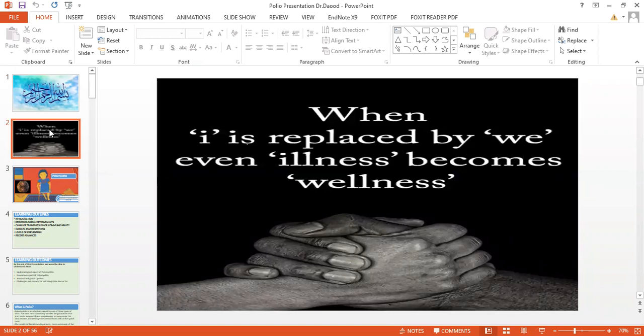Today's message is: when we replace "I" with "we," even illness becomes wellness. So together we can eliminate poliomyelitis also. This is applicable to all public health problems also. Together we can replace illness with wellness.